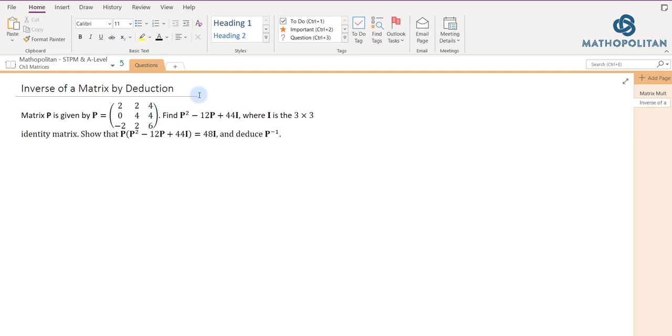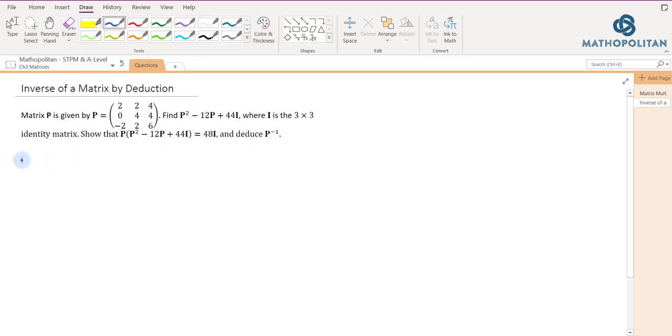Now, let's say we have this 3 by 3 matrix P here, and we are asked to find P squared minus 12P plus 44I. So I here is the identity matrix with 3 rows and 3 columns. Then, in the next part, we will show that P multiplied by P squared minus 12P plus 44I is equal to 48I. And from there we will deduce the inverse of matrix P.